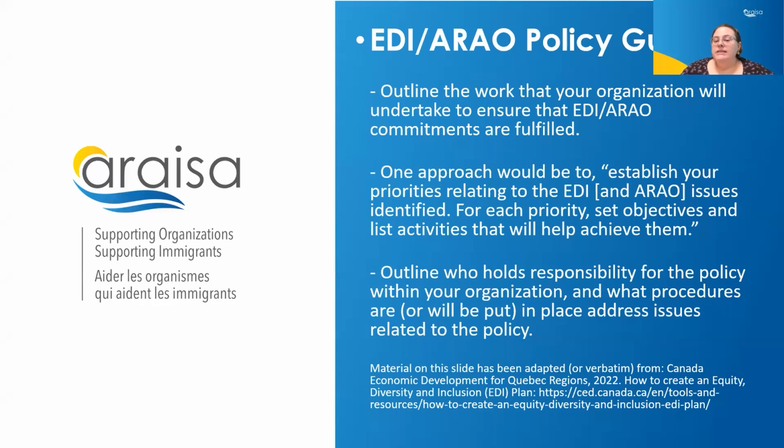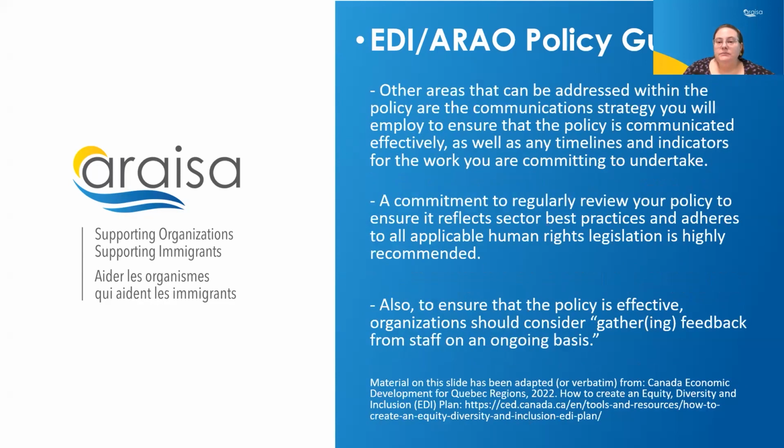And again, this builds in a certain amount of accountability for organizations. And it's good to have a clear understanding of who holds responsibility for that policy within your organization and what procedures are or will be put in place to address issues that arise related to the policy. Some other areas that can be addressed within the policy are the communication strategy that you'll employ to ensure that the policy is communicated across the organization effectively. And you can also include timelines and indicators for the work you are committing to undertake. Again, building in another layer of accountability.